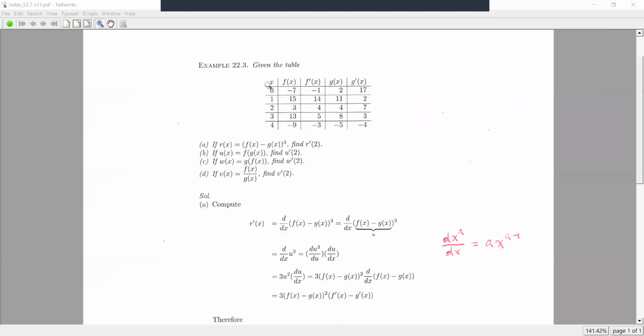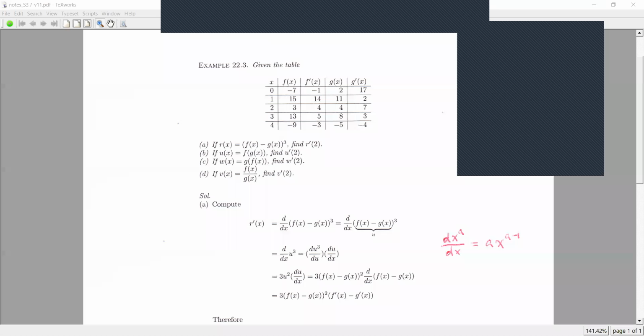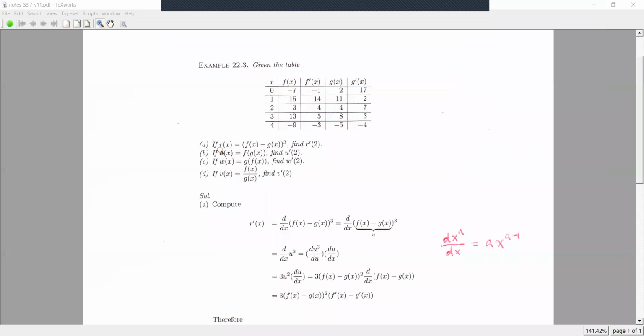Example 3. Given the table about function f, function g, derivative of f, and derivative of g, then use this table to answer these 4 questions. Question A. If R is this function, find the derivative of R at point 2.